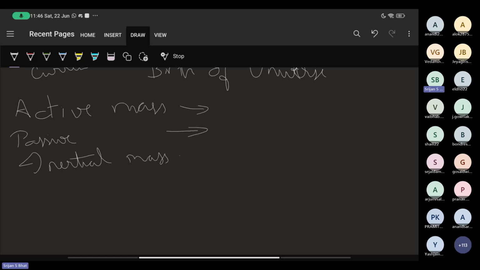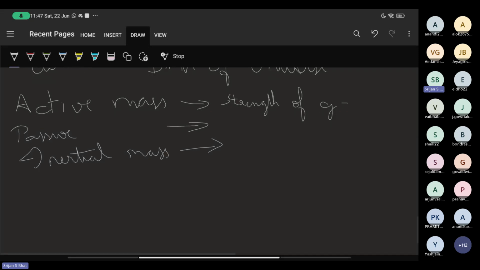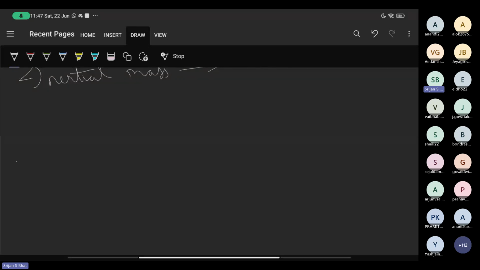So what are these passive, active, and inertial masses? Active gravitational mass is the strength of the gravitational field. Yeah, so this is just something that is assumed, we have taken this for the sake of the algorithm, something that I haven't explained here, that is common in population based algorithms.